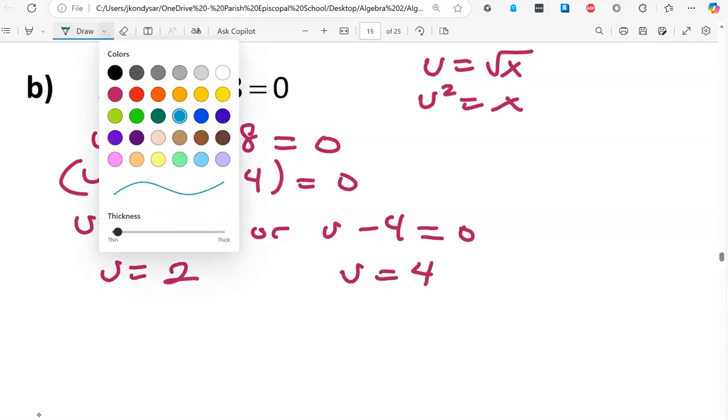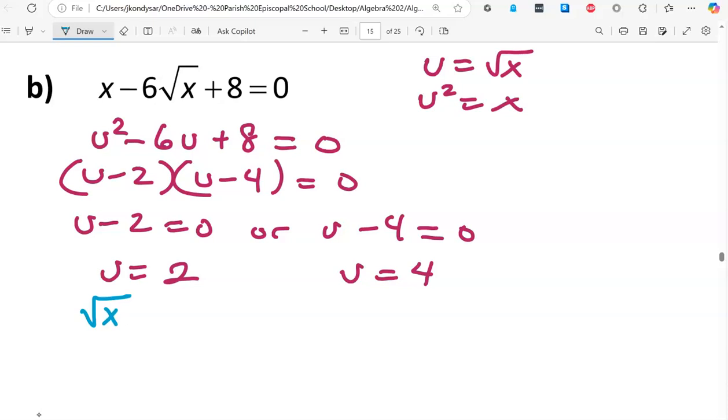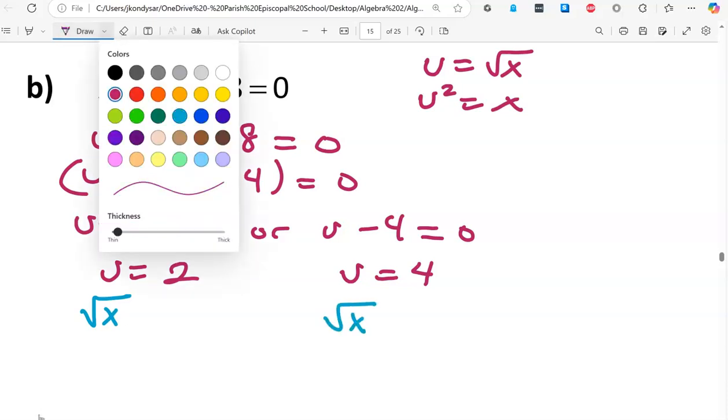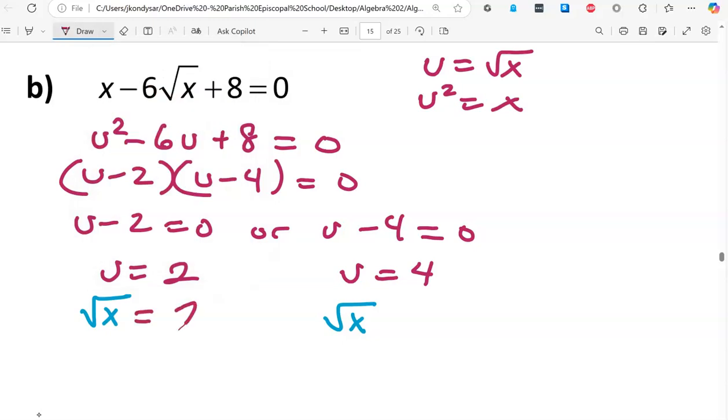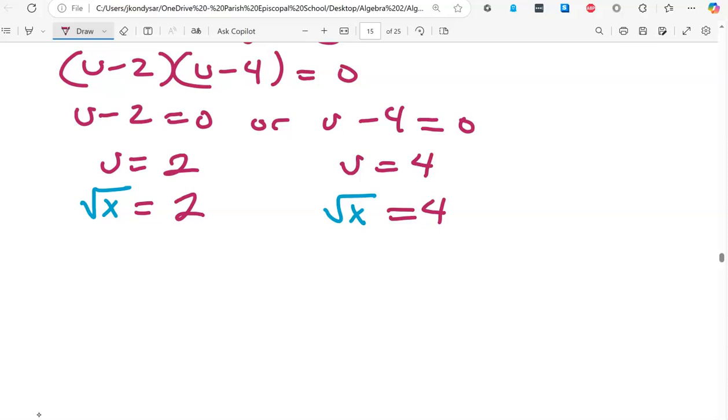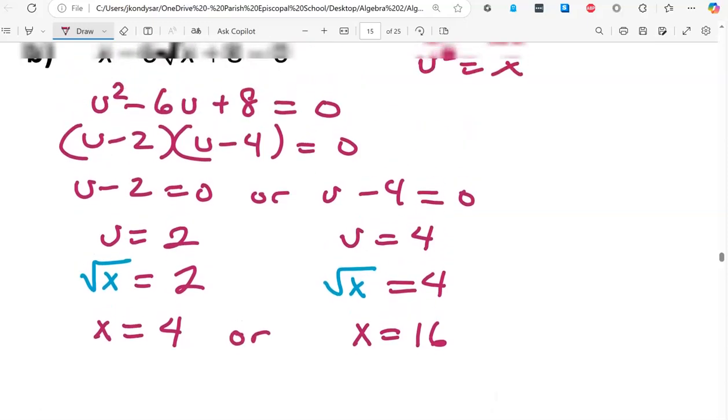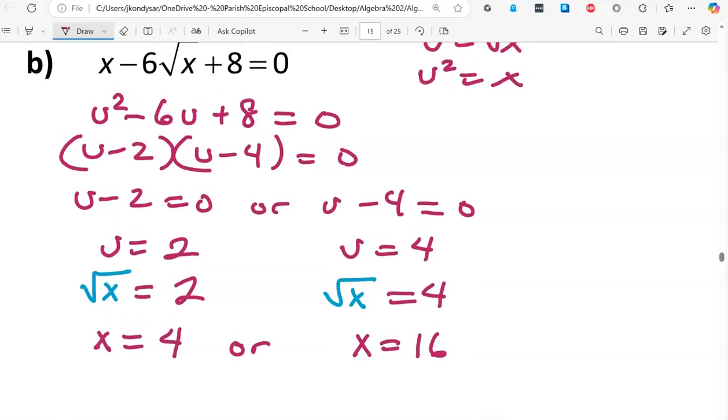Now we're going to replace the u's with the square root of x, because remember, we were asked to solve for x, not to solve for u. u is just a strategy that we're using. So if the square root of x is equal to 2, then x must be 4, because the square root of 4 is equal to 2. If the square root of x is equal to 4, then x must be 16, because the square root of 16 is equal to 4. And as it turns out, both of these solutions are valid.